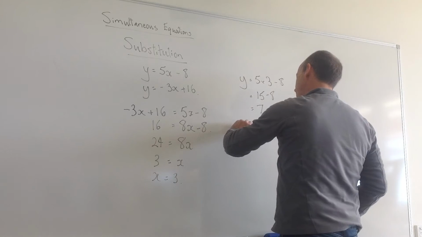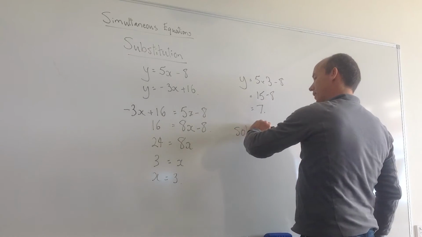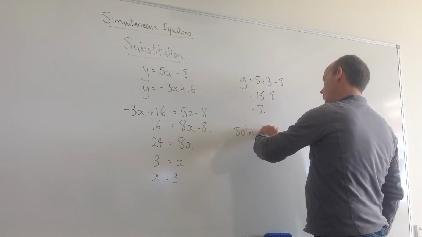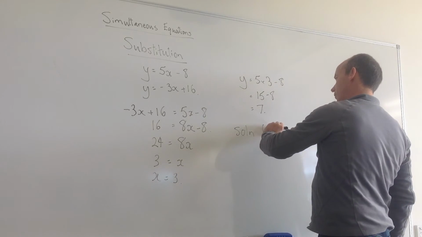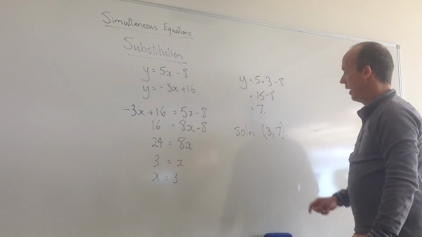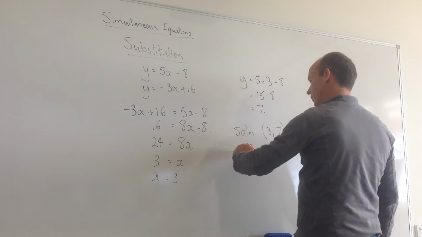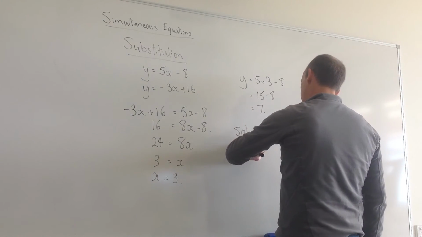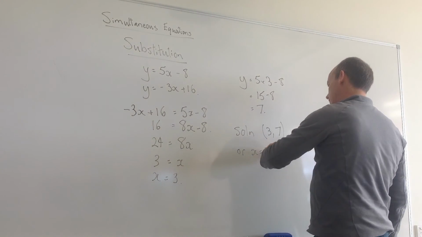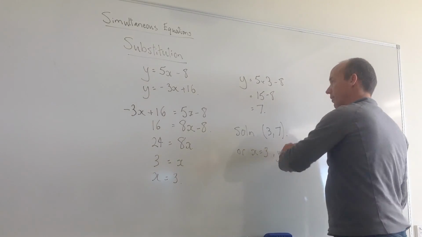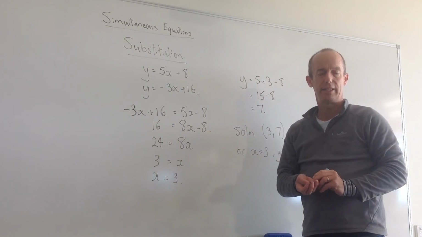So my solution, we can write as coordinate point form. We could say that's x equals 3, y equals 7. And that would be a solution, or if you wanted to, you could say x equals 3, y is equal to 7. And that's a solution to these simultaneous equations.